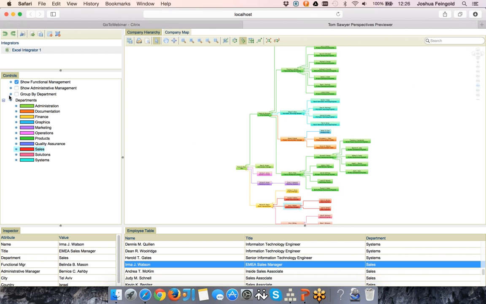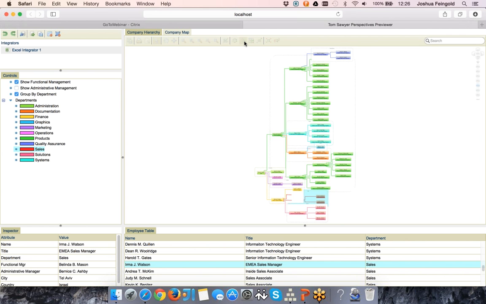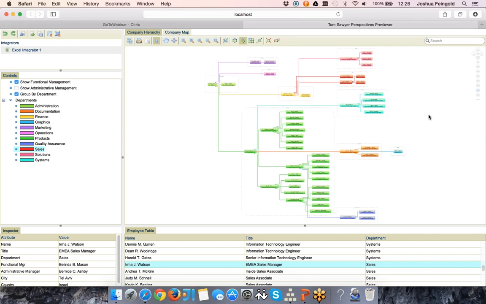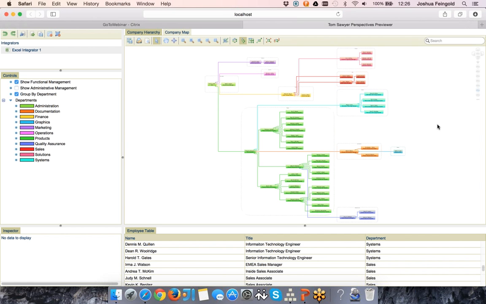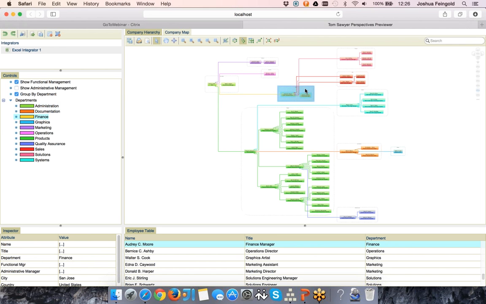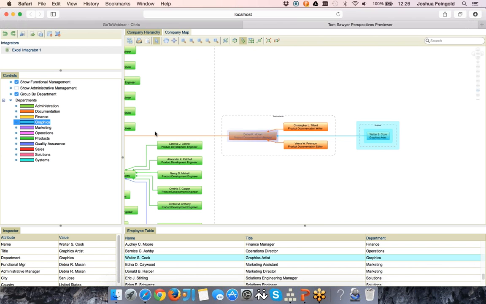But we can also add another degree of abstraction. We can group these by department. Now we see the departments overlapping on one another. Here we go, we've applied a layout. Now we can see the dependencies that exist not only from person to person, but also from department to department. We can see that this node up here is the administration group. Here's the finance group. Let's find out where the graphics are. Oh, here are the graphics.